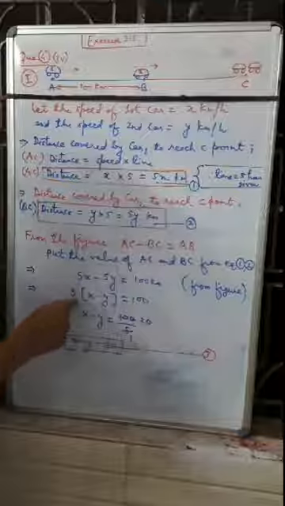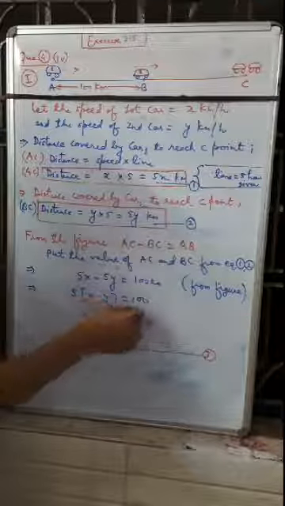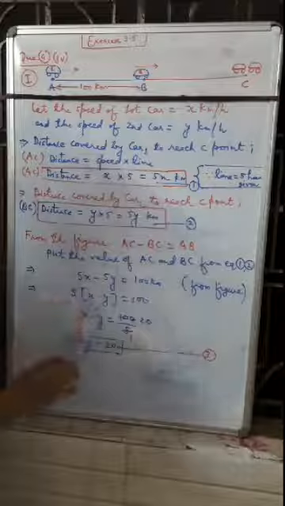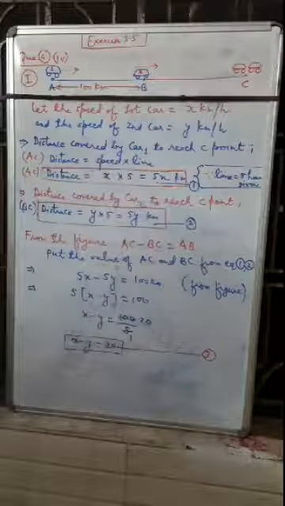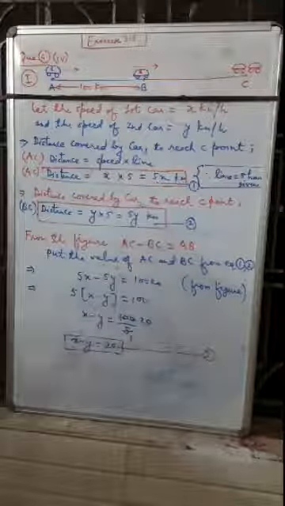Now taking 5 common from the equation, x minus y is equal to 100 by 5, which is equal to 20. So we will get the equation x minus y is equal to 20.